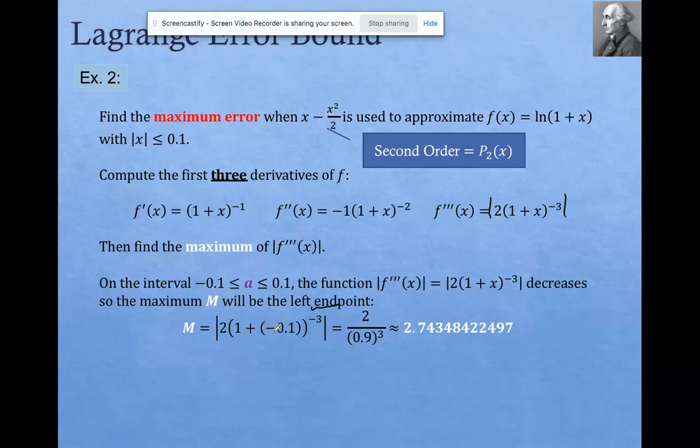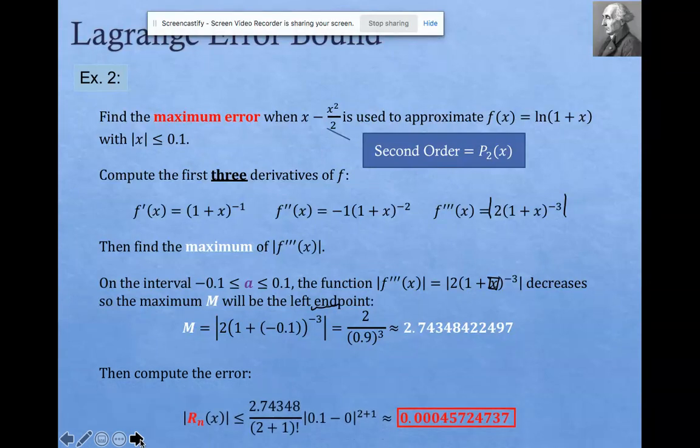Do you see what I did? I plugged into here negative 0.1 or 0.1, it doesn't really matter. And then I computed the error. Pretty cool. Again, it was equidistant from my center to 0, negative 0.1 or 0.1, which is why I used that there.